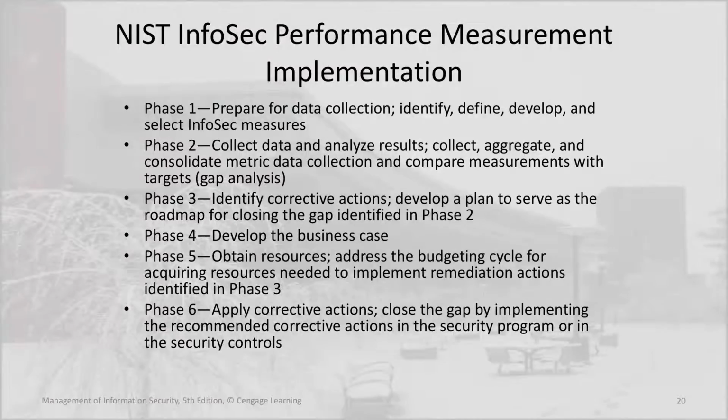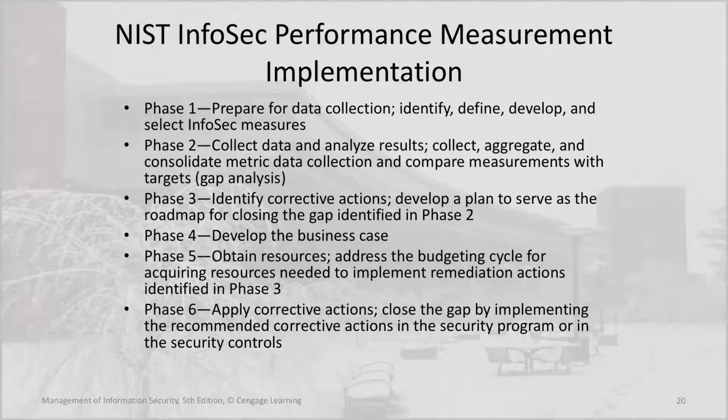An NIST information security performance measurement implementation has 6 phases. In Phase 1, you prepare for data collection: identify, define, develop, and select the information security measures. Phase 2, collect data and analyze results. Collect, aggregate, and consolidate metric data and compare measurements with targets. Phase 3, identify corrective actions. Develop a plan to serve as the roadmap for closing the gap identified in Phase 2.